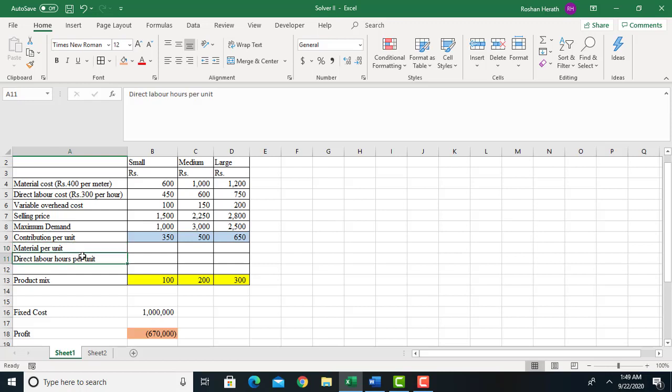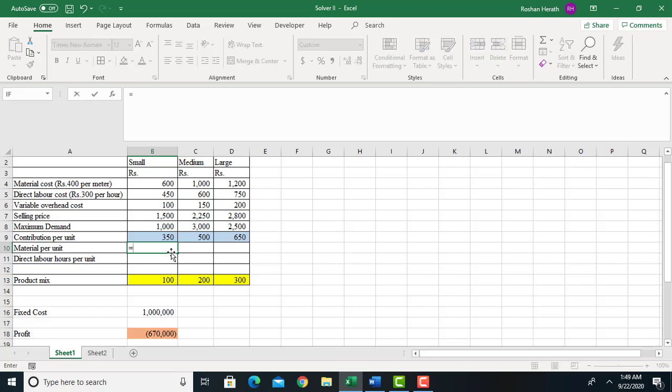So how can you figure out the material per unit? It is simply the cost given per meter, the price is given. So all you have to do is take this and divide it by 400. Then you can simply drag it. Here, make sure that you identify the decimal places. Then you can see that the material per unit is 1.5, 2.5 and 3.